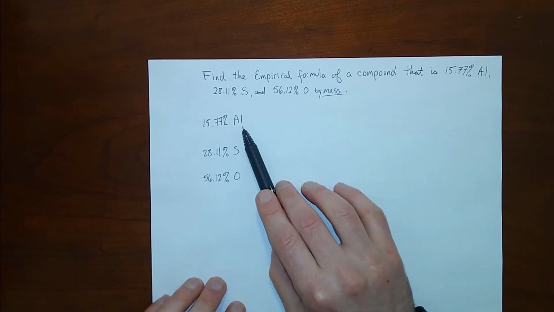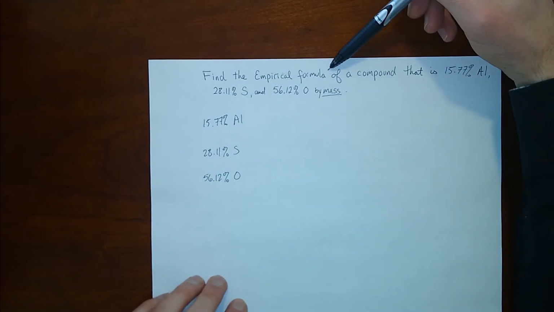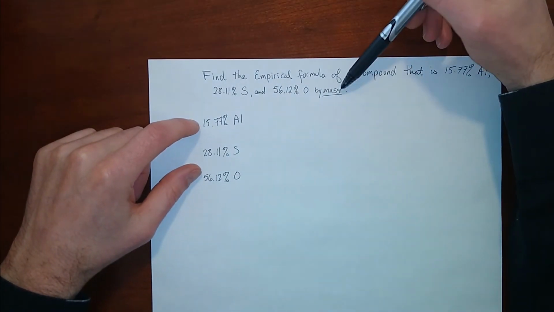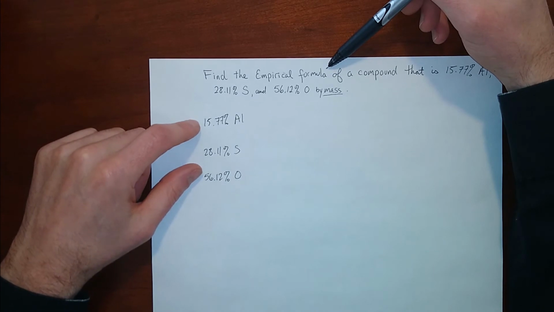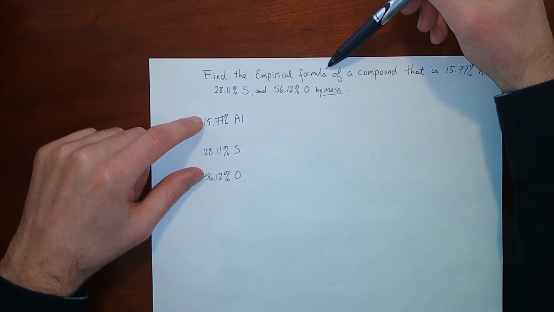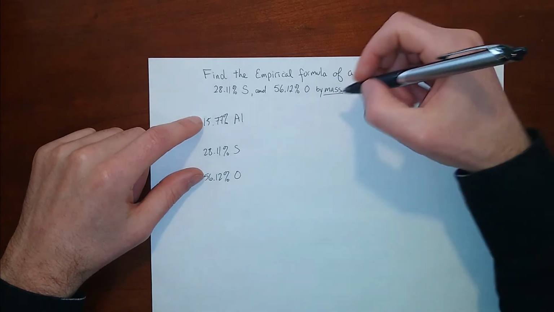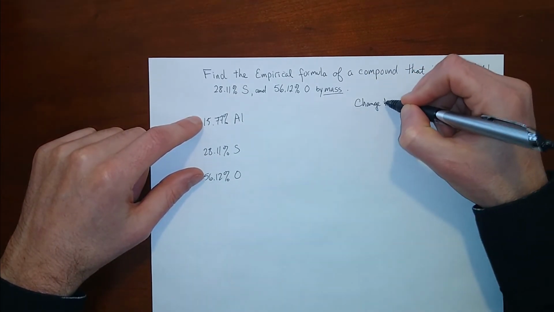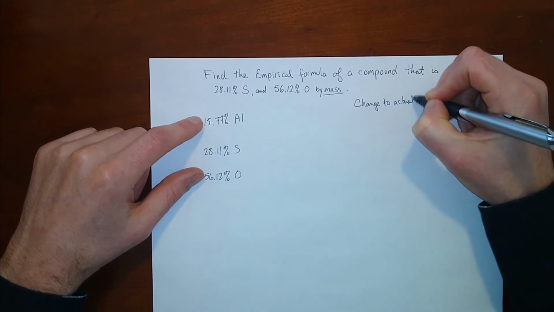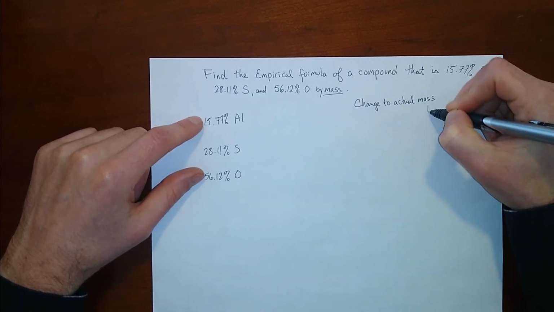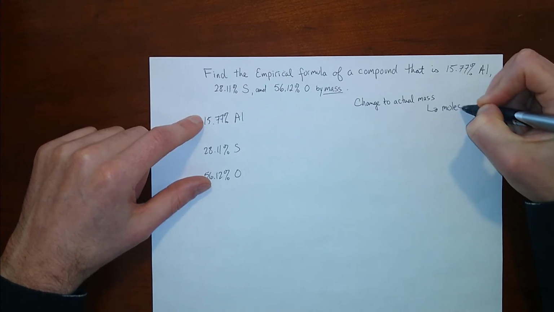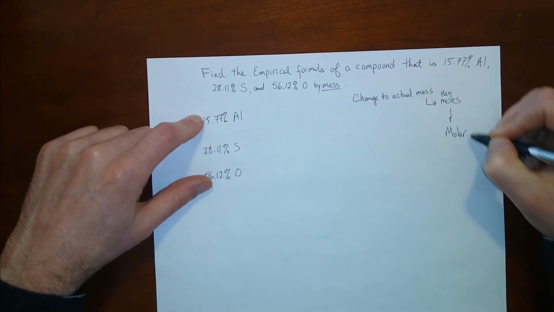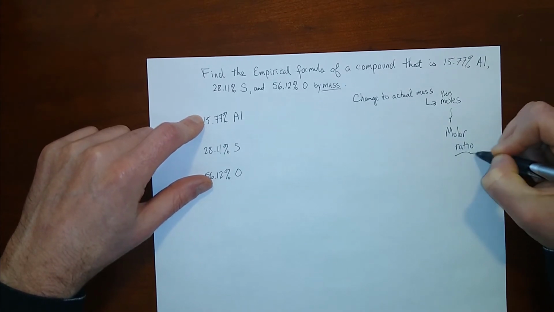Well, there's a difficulty here. Because remember, the empirical formula is going to require molar ratios. And these are percentages of mass. They're not even masses yet. They're just percentages of mass. So I need to convert these into actual masses, and then convert those masses into moles to find the molar ratio. And again, that molar ratio is what's going to give me the empirical formula.